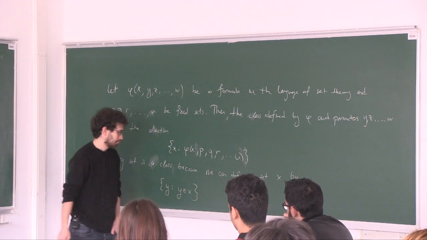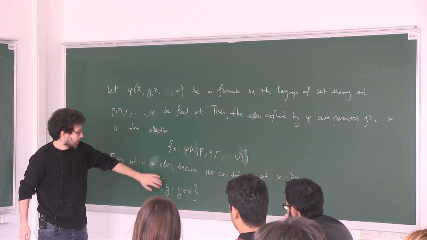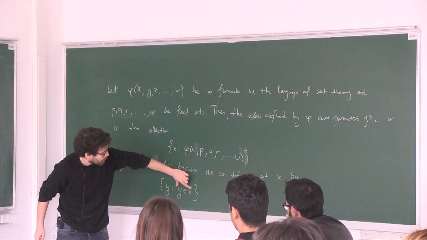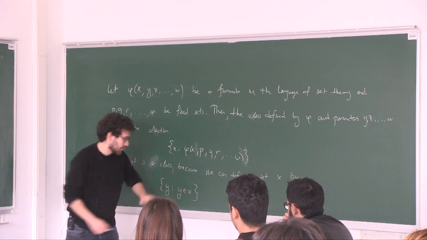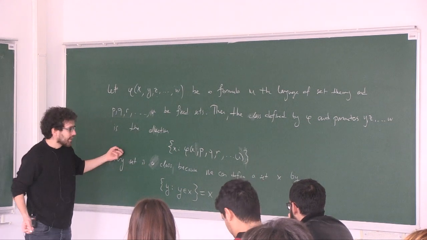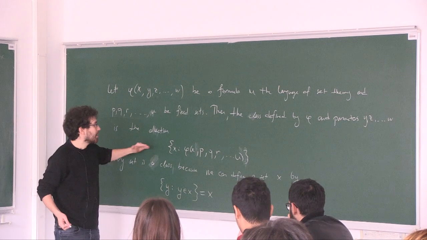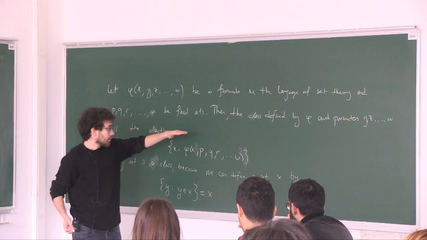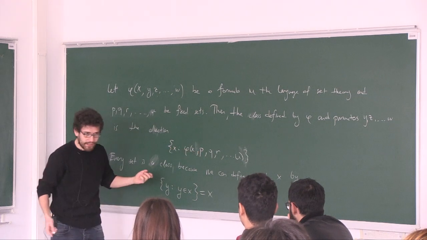And according to this definition, this is a class. This is the class defined by this formula with this parameter. Well, the collection of all sets which belong to X is simply X. So every set can be defined from itself, if you use that set as a parameter. So every set is a class.